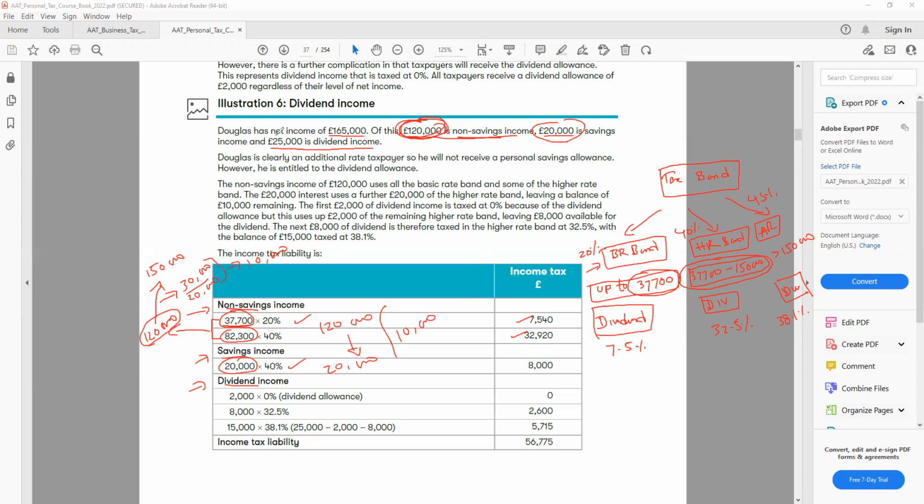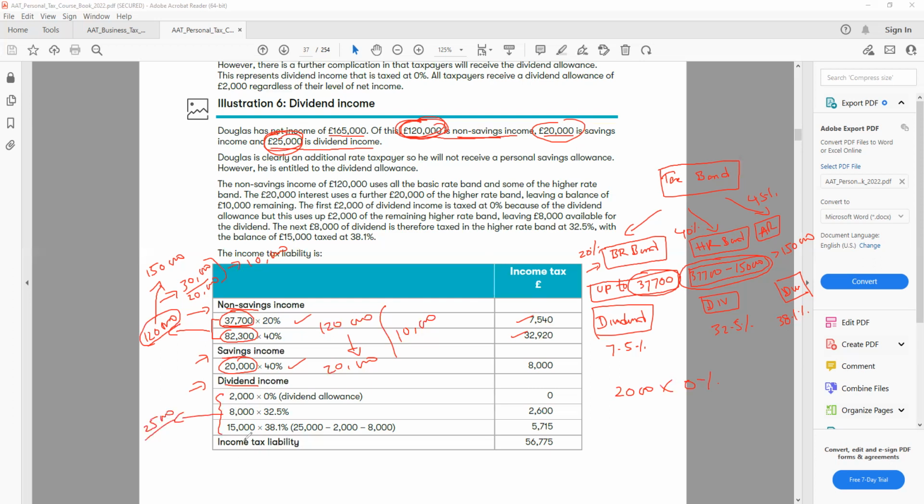The next income I have is dividend, 25,000. Remember that dividend is 2,000 free regardless of any income. If my income is a million as a dividend income, or if my income is only 2,000, the first 2,000 is always free. Regardless how much my income is, the first 2,000 dividend is always free. So my dividend income is 25,000. So I need to make sure I have 25,000 here. If I add all of this, it should be 25,000.